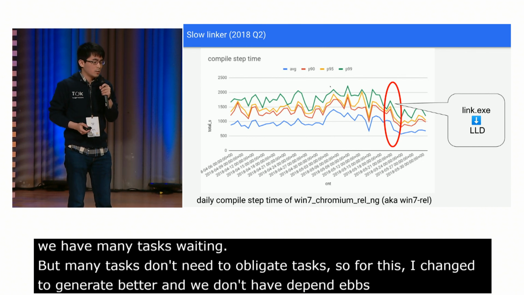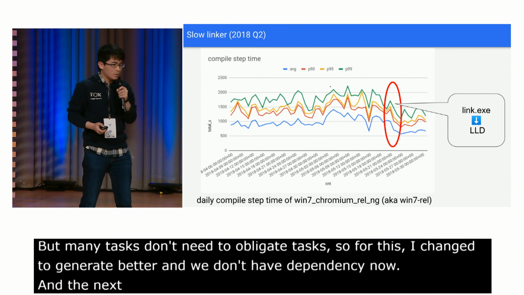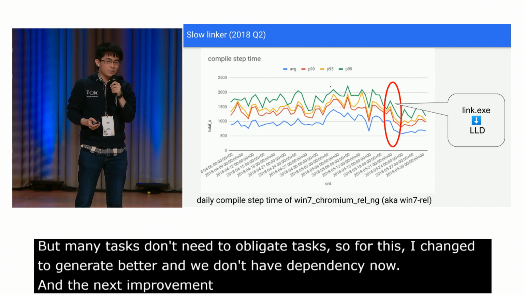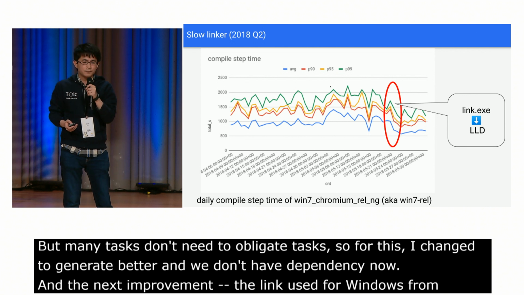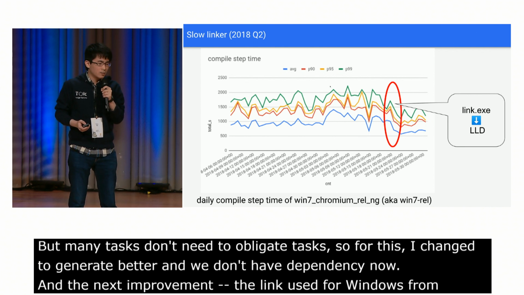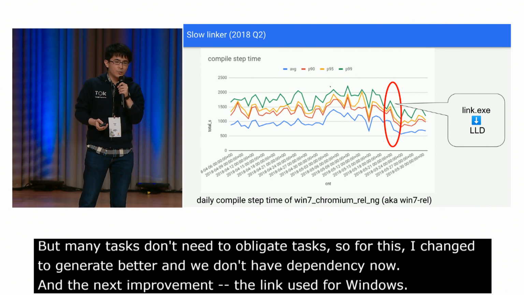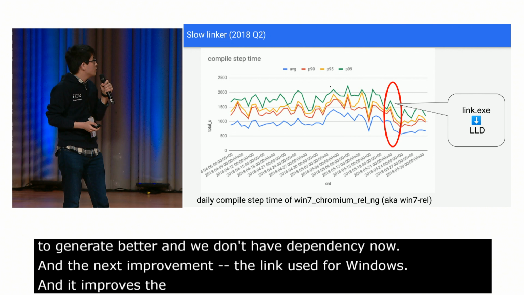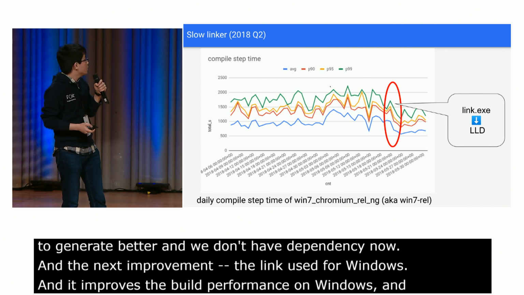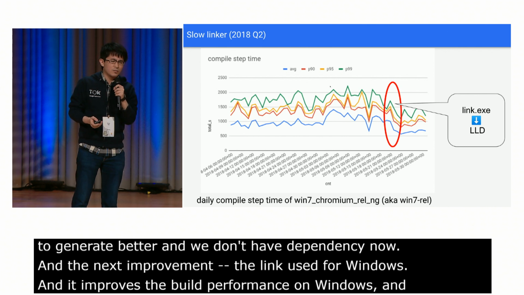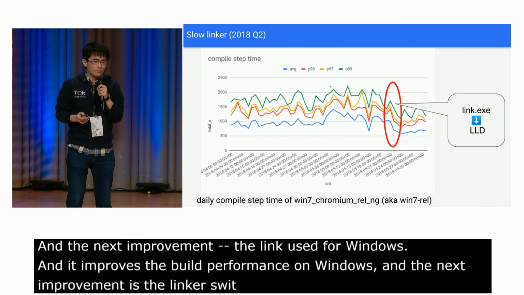The next improvement is the linker switch. Last year in May, we switched the linker used for Windows to LLD from the MSVC linker. LLD significantly improved build performance on Windows. And by this linker switch, the average compile step time on the Windows CQ builder became nearly half.